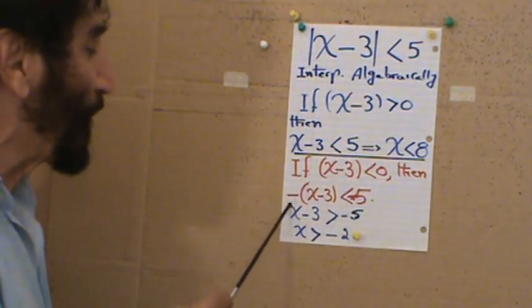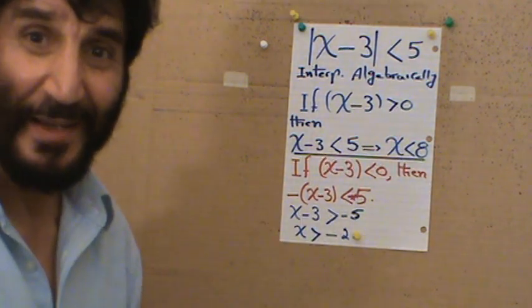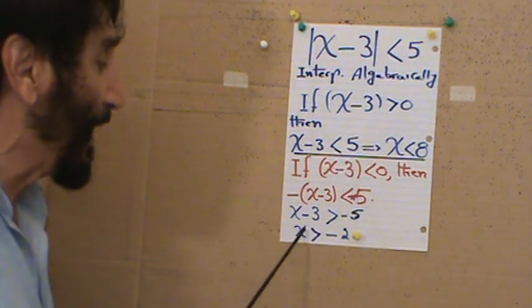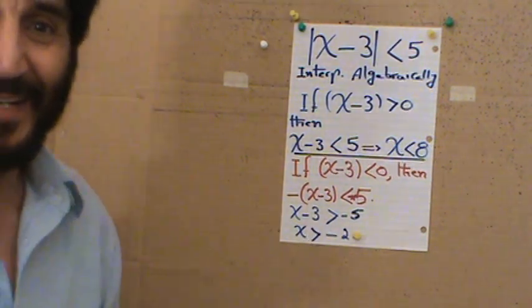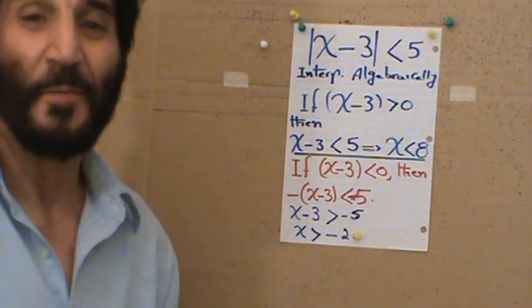Now, when you multiply both sides by negative, you get x minus 3 is greater than negative 5. And then again, algebraic manipulation, add positive 3 to both sides, you get x is greater than what? Negative 2. Fantastic. That's exactly what we got by inspection.